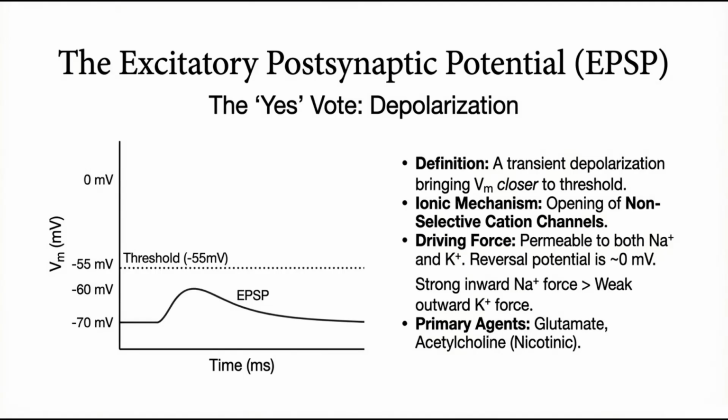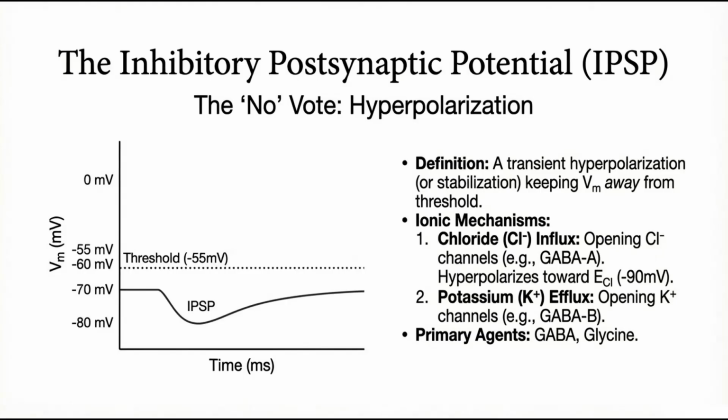Now let's flip the coin. Slide 9, the inhibitory postsynaptic potential. IPSP. An IPSP is a transient hyperpolarization. It pushes the membrane potential away from threshold, making it harder to fire, or at the very least, it creates a shunt that prevents it from moving up. The slide details 2 ways to do this.